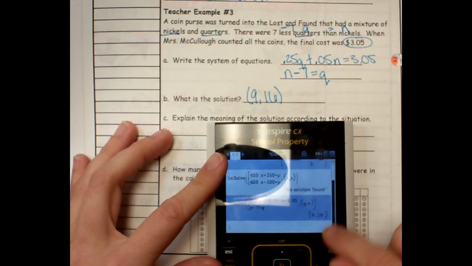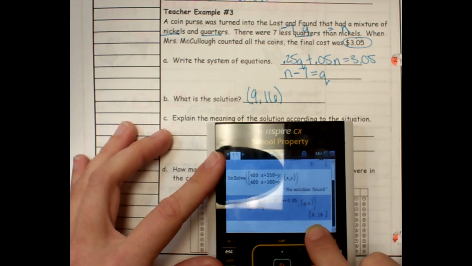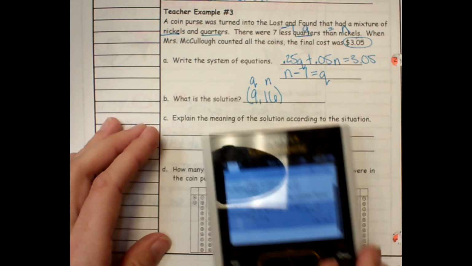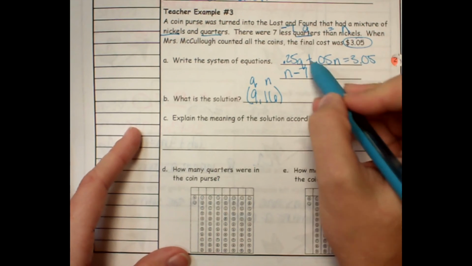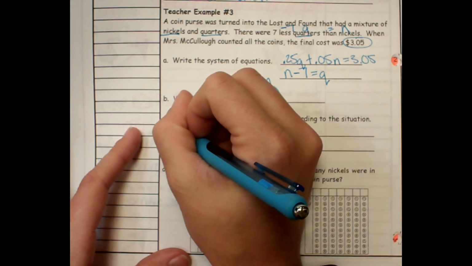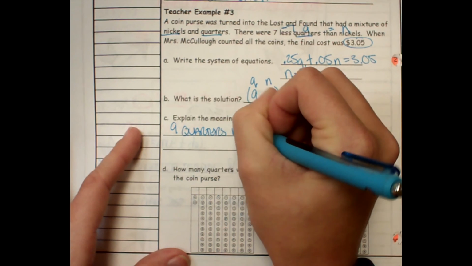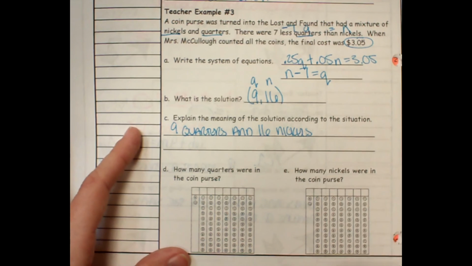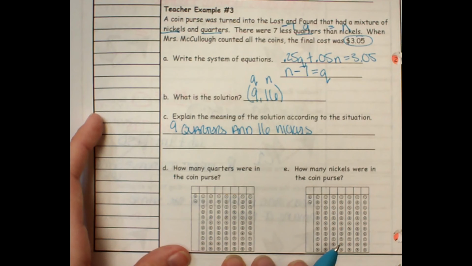So my solution, if we were to graph both of the lines, would be 9, 16 would be where they cross. So to see what belongs where, we look back at what we typed into the calculator. It's Q, comma, N. So that means it's 9, 16. So the Q goes over the 9 and the N goes over the 16. So what does this mean? It means that we will have, if this is our totals, we will have 9 quarters and 16 nickels. Okay, that's how many of each coin we will have.